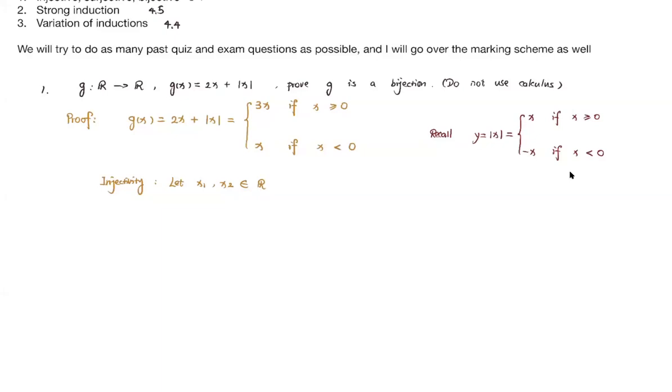Where is the typo? No, it's x. What you have is x. Your x is -2, so g of x is -2, which is x. There is no typo, okay? And let x1, x2 be in the real numbers, and let's suppose g of x1 equals g of x2. Okay, so that's my first step. What I want to show is x1 equals x2.